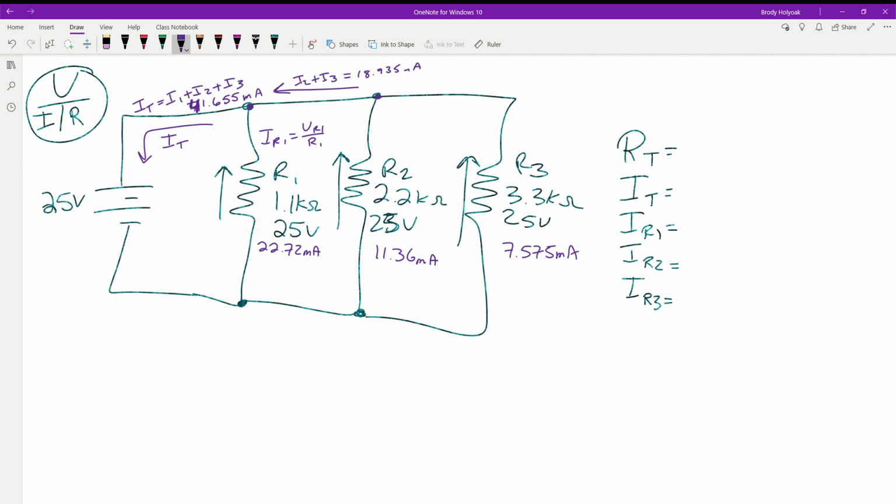Now we have this value. So let's find our R total because we have our voltage total and we have our current total. So R total is going to be equal to voltage divided by current. So we got 25 volts divided by the 41.655 milliamps. What does that give us? 600 ohms?